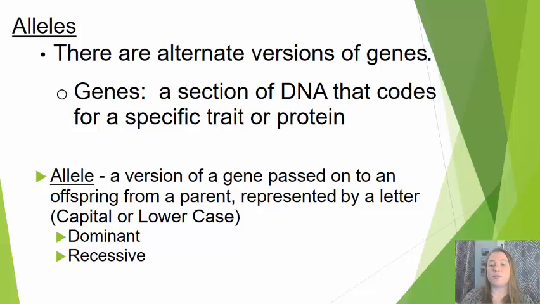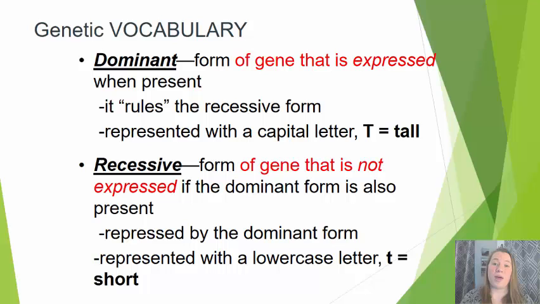So the allele is the version of gene that is passed from parent to offspring, and it's represented by one single letter. Now, if it's a capital letter, it's representing the dominant allele, and if it's lowercase, it represents the recessive allele. Now, the dominant form of the gene is the trait that is expressed when there's only one copy of that allele present. So we use a capital letter to represent the dominant form.